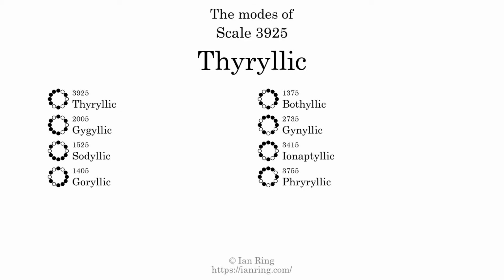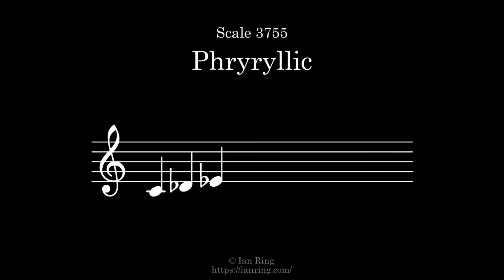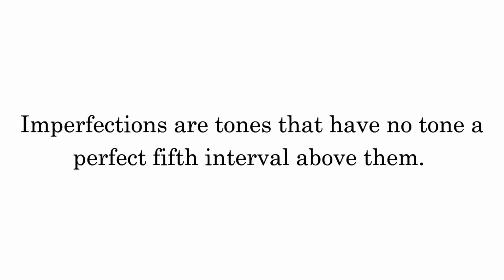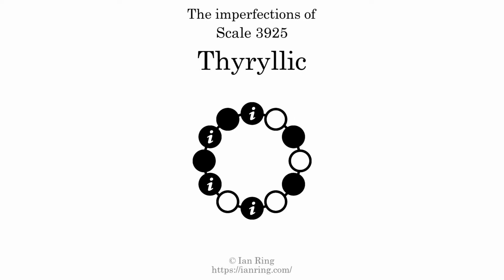The eighth and last mode is scale 3755, also known as Thyryllic. It sounds like this. Imperfections are tones that have no tone a perfect fifth interval above them. This scale has 4 imperfections. They are at positions here, here, here, and here.